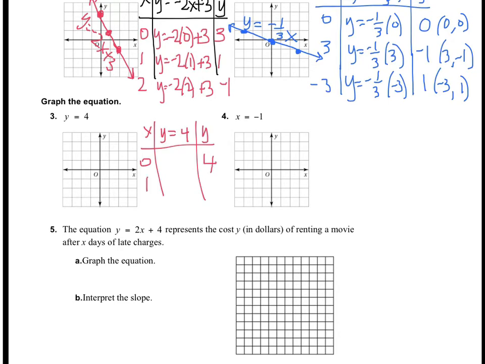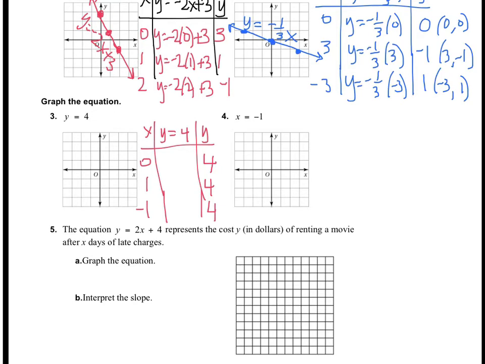Now I plug in 1, and again, there's nowhere for me to plug in x into this equation, so I just have to put 4. I'll pick a negative. There's nowhere for me to plug in, so y has to be 4.